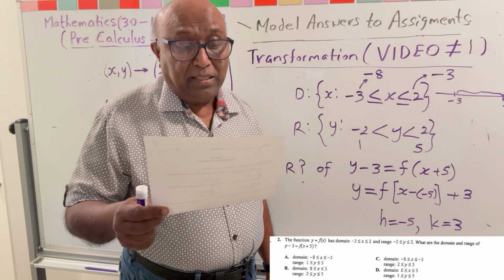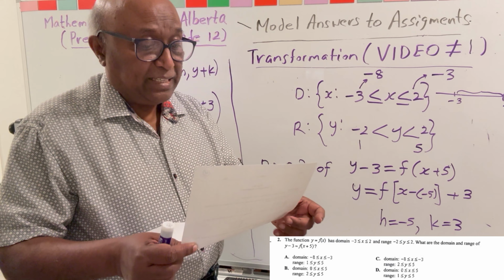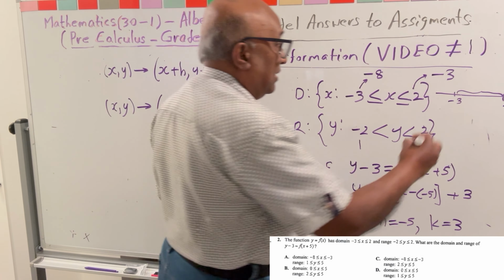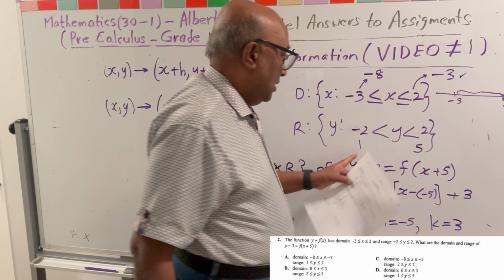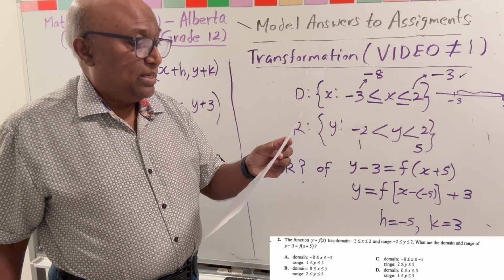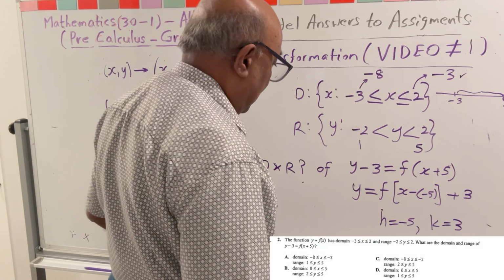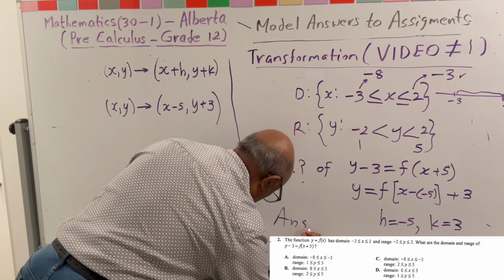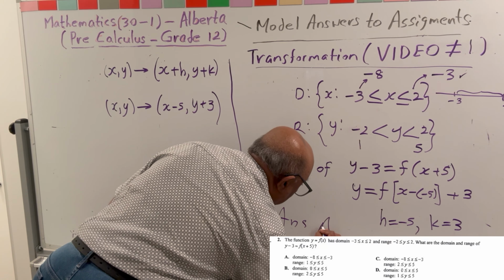Okay. I think according to the options, A is the right answer. Domain between negative 8 and negative 3, that is this one. 1 and 5, this one. Okay. That means the right answer is answer number A.